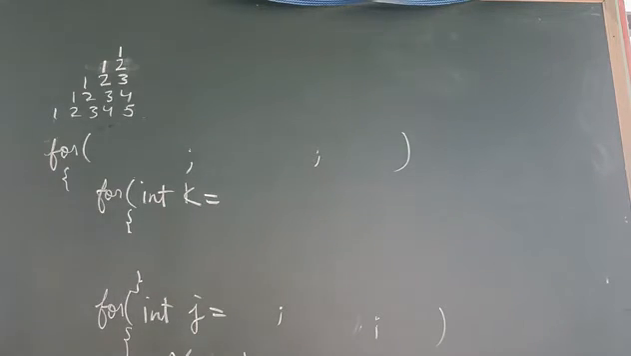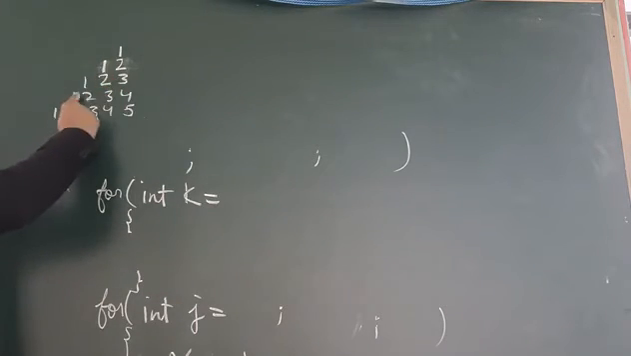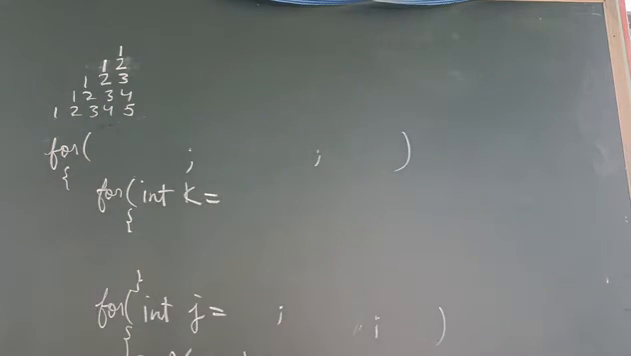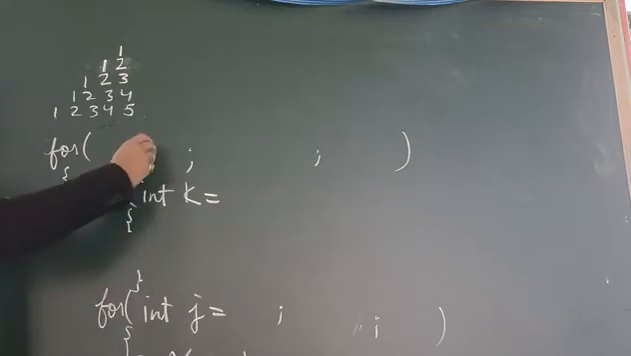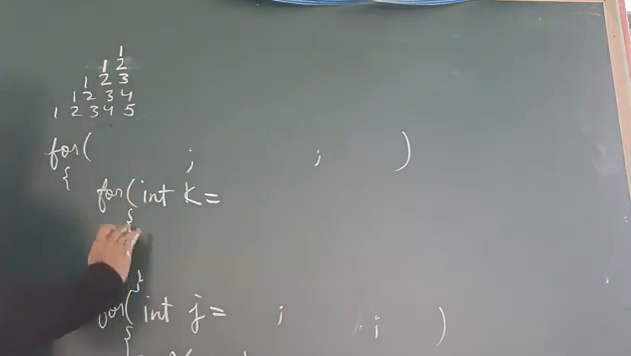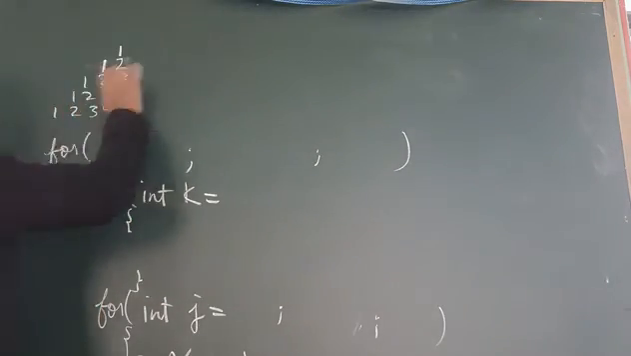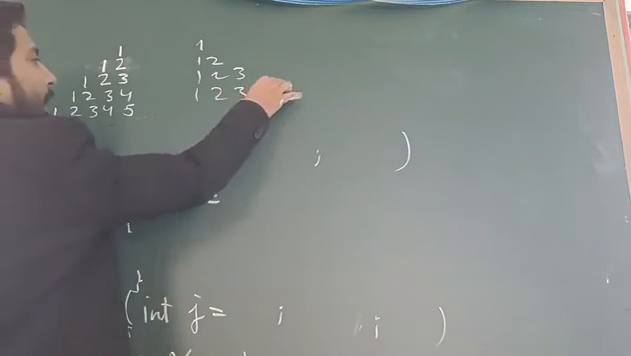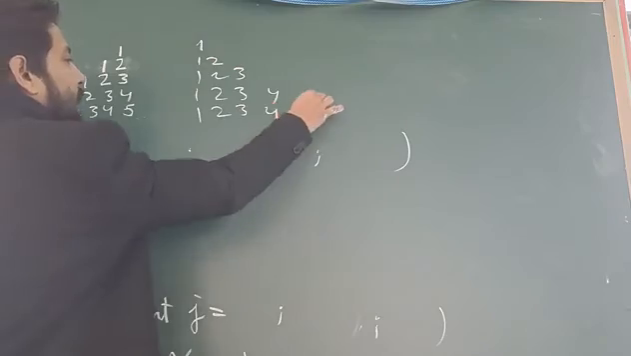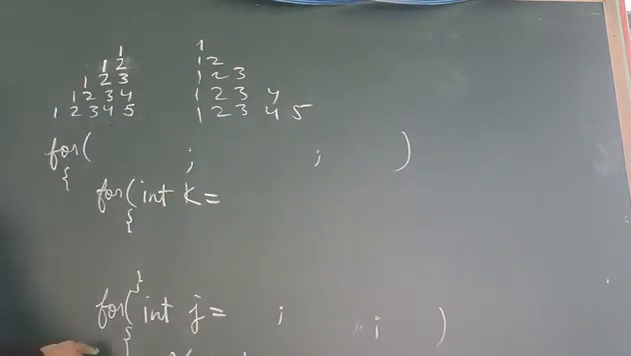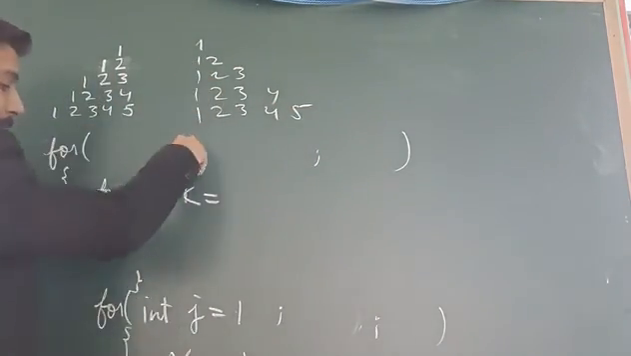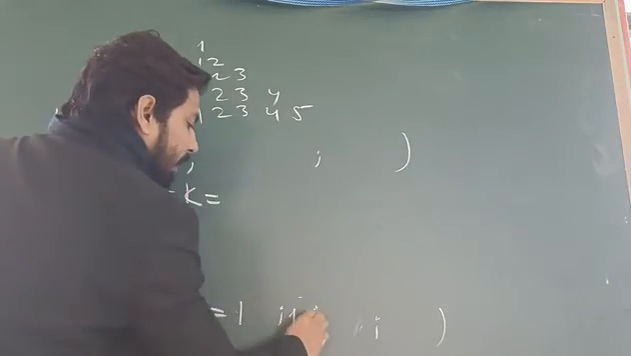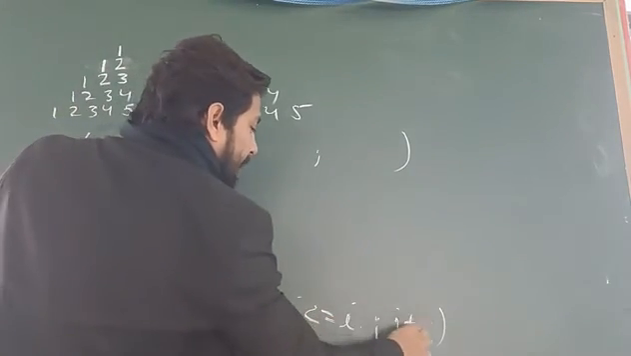So now 1, 1 2, 1 2 3, 1 2 3 4, 1 2 3 4 5. Correct? Now how will we do it? First, just ignore the space case and assume it should be like this only, without a space. Assume it does not have any space. So j equals 1 because it started with a 1. Now I am not explaining again. And j is less than or equal to i, and j plus plus.